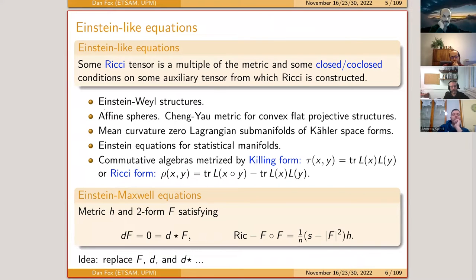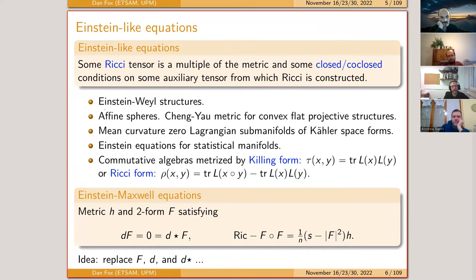And I'll explain this in detail for symmetric tensors. The case of most interest for me is going to be symmetric three tensors. And the idea is to recover some things that are in the context that I already mentioned, to recover some known things and maybe some not so known things. So one is that I want my Einstein equations for H structures to specialize to the usual Einstein-Weyl structures.